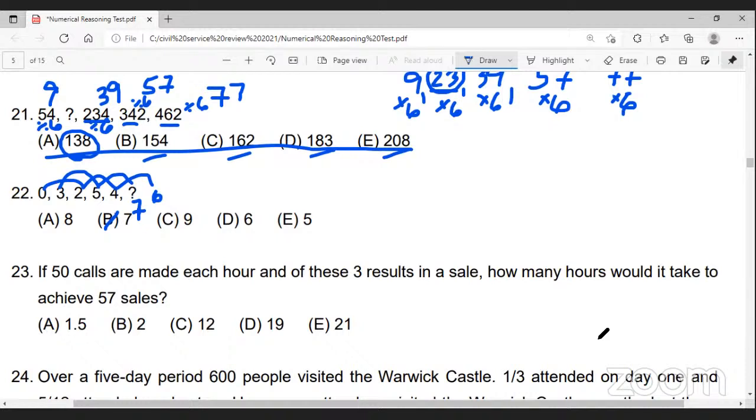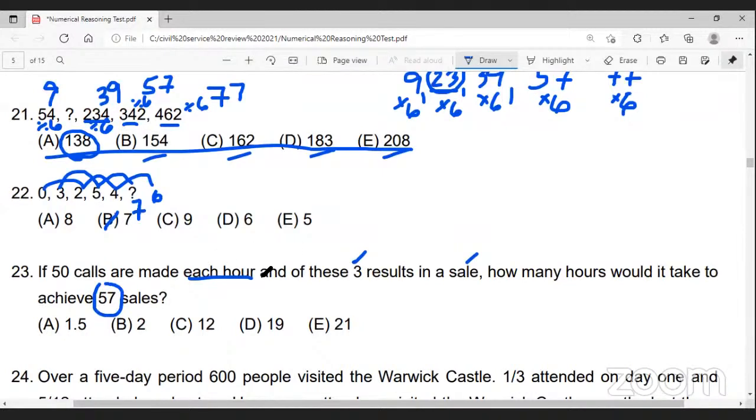What are you going to do with 57? In 50, we are not solving for the number of calls. We are just solving for how many hours. 1 hour, 50 calls, 3 results, 3 in a sale. So how many hours would it take so that we could achieve the 57 sales? 3 in 1 hour. How many hours?